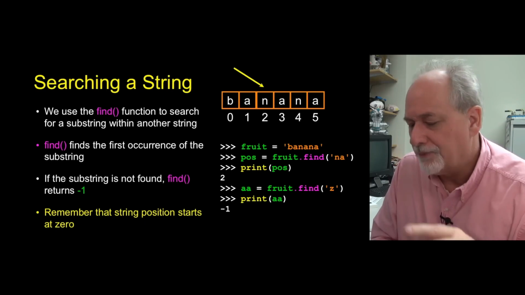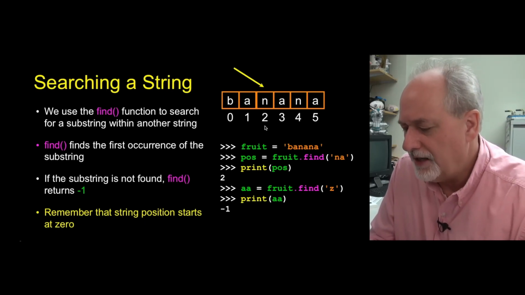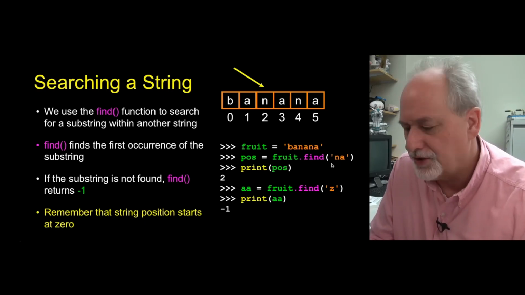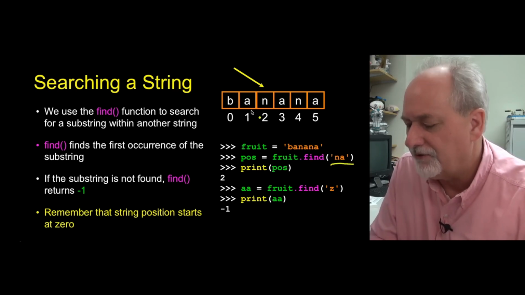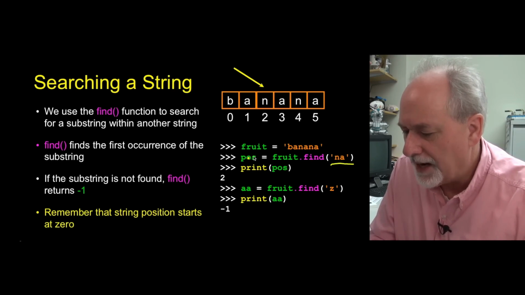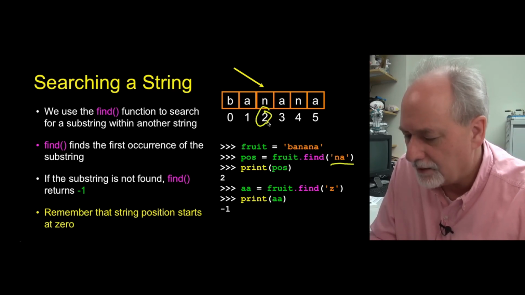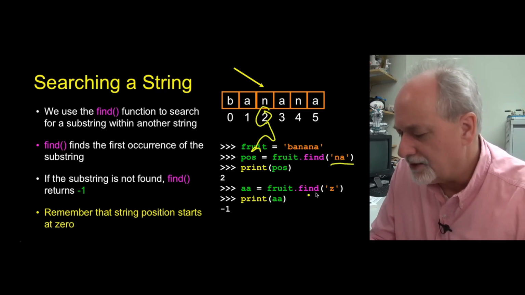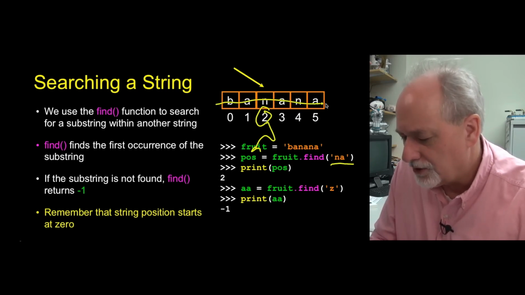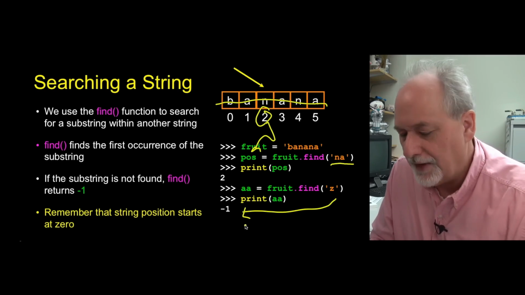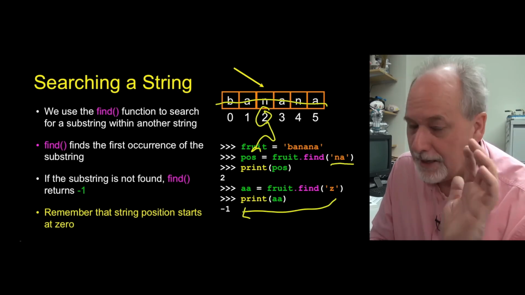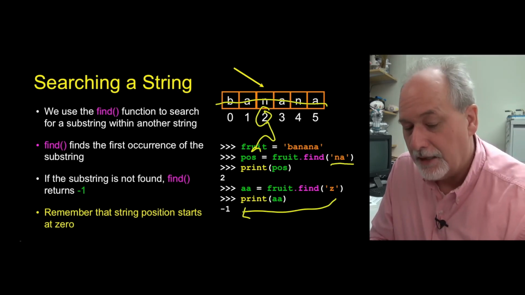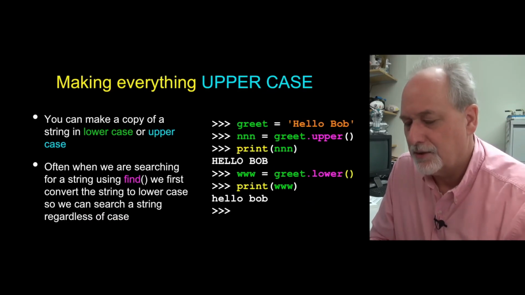So the find operation says find me a substring within a string. Find me the first NA and give me back the position. So that gives me back 2. And then I can say, go find a Z in there. Well, there's no Z, and so it returns me -1. So that's what the find does. We're going to use this kind of stuff a lot, and we do a lot of looking in strings.